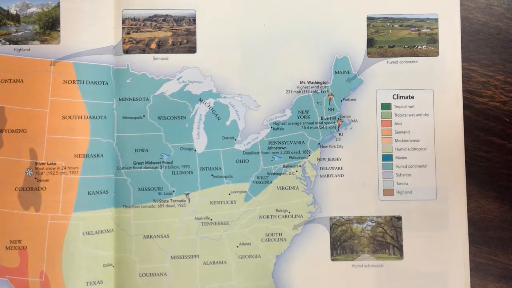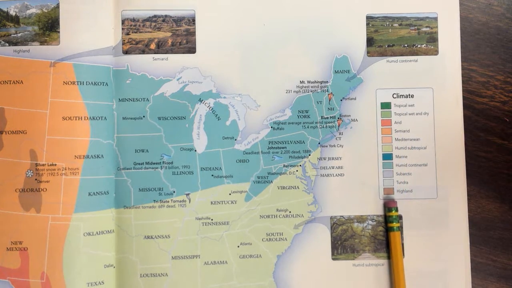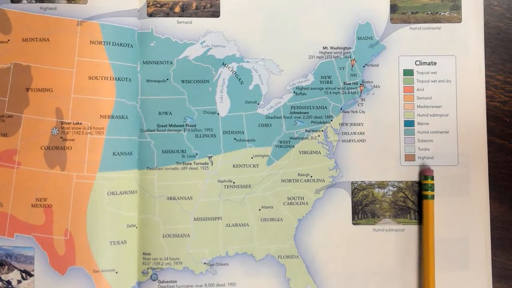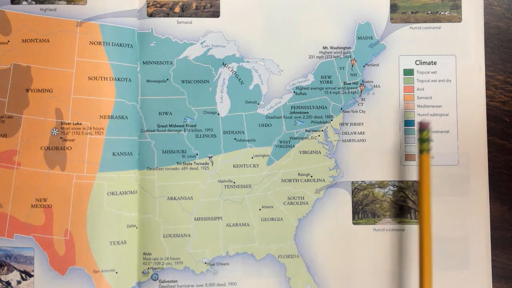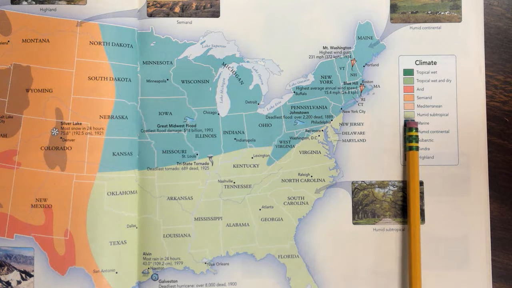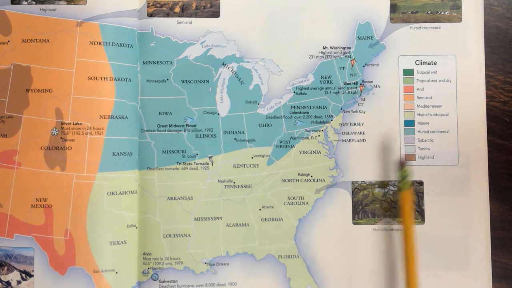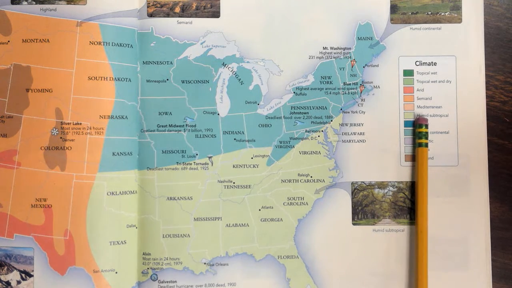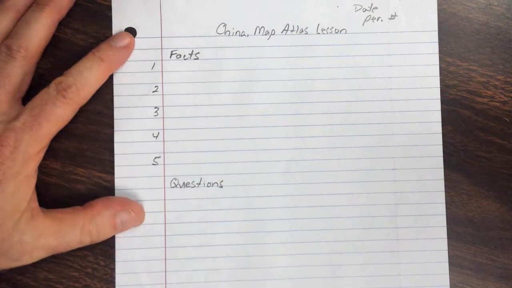Now the first thing I notice is that this is a climate map. All these are the different colors of climates. So simply enough, I'm just going to find a state that's all one color. Georgia. Georgia is light green. When I look at the climate key, it says that light green is humid subtropical climate. So, fact number 1, Georgia has a humid subtropical climate. So I'm going to write that in my fact.